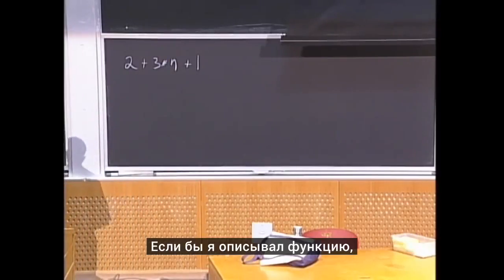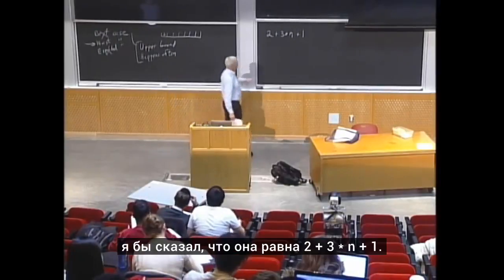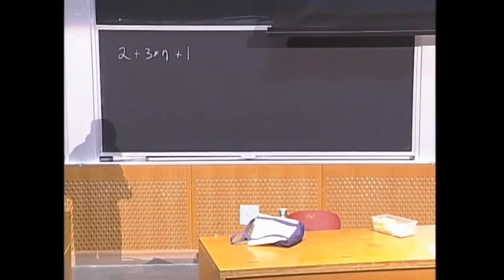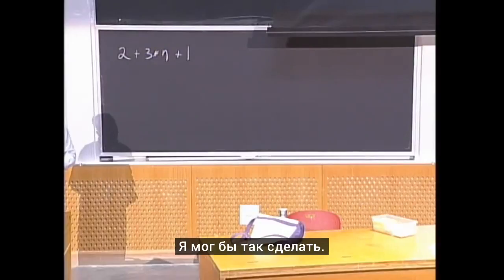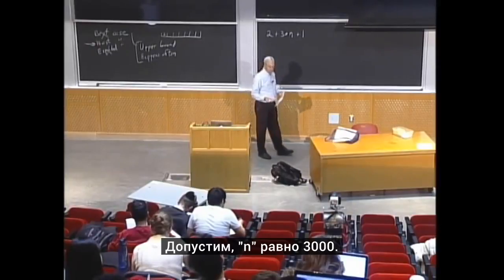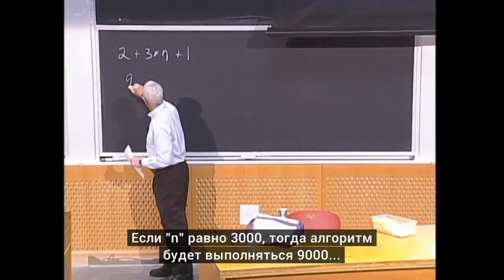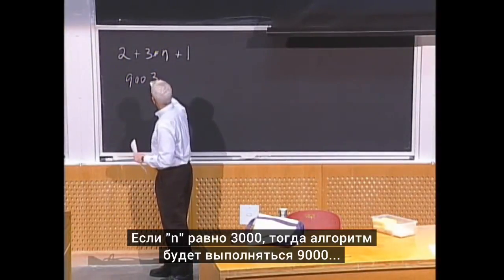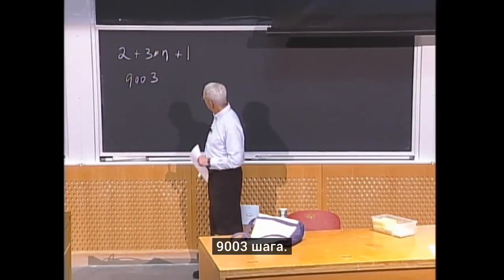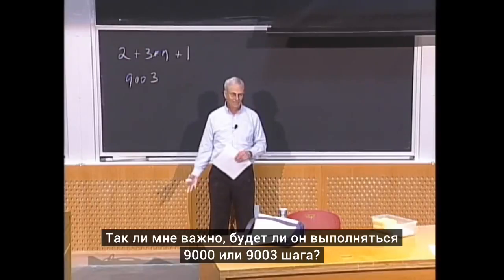So if I want to write down the function that characterizes the algorithm implemented by this code, I say it's 2 plus 3 times n plus 1. Well, I could do that, but it would be kind of silly. Let's say n equals 3,000. Well, if n equals 3,000, this tells me that it takes 9,003 steps, right? Well, do I care whether it's 9,000 or 9,003?